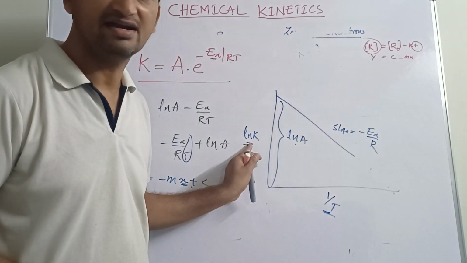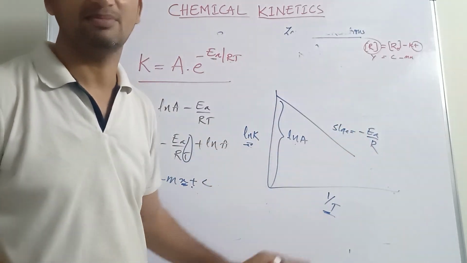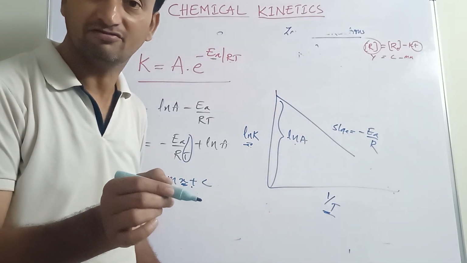If you plot the graph ln k versus 1 by T, we are getting a negative slope, and that slope value is minus Ea by R. This question was there in NEET 2024.